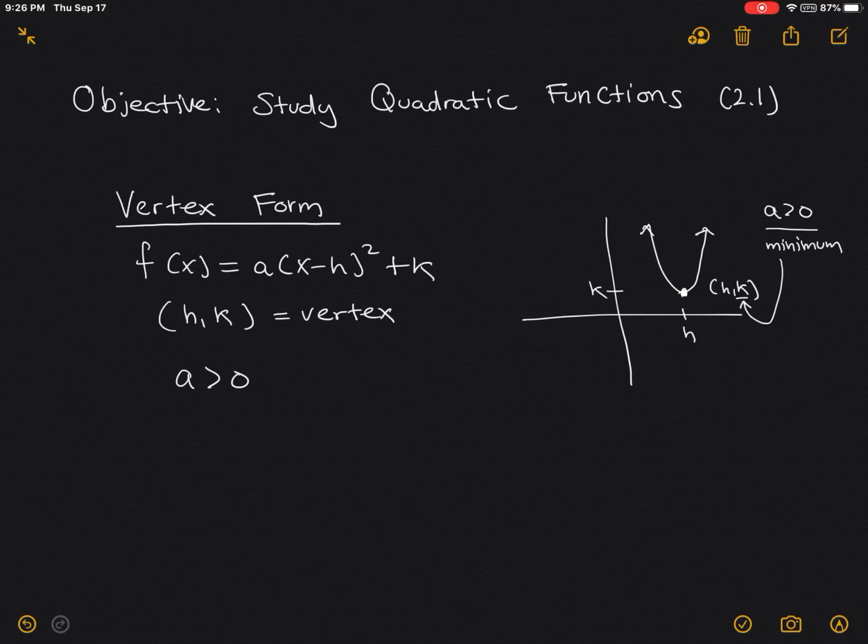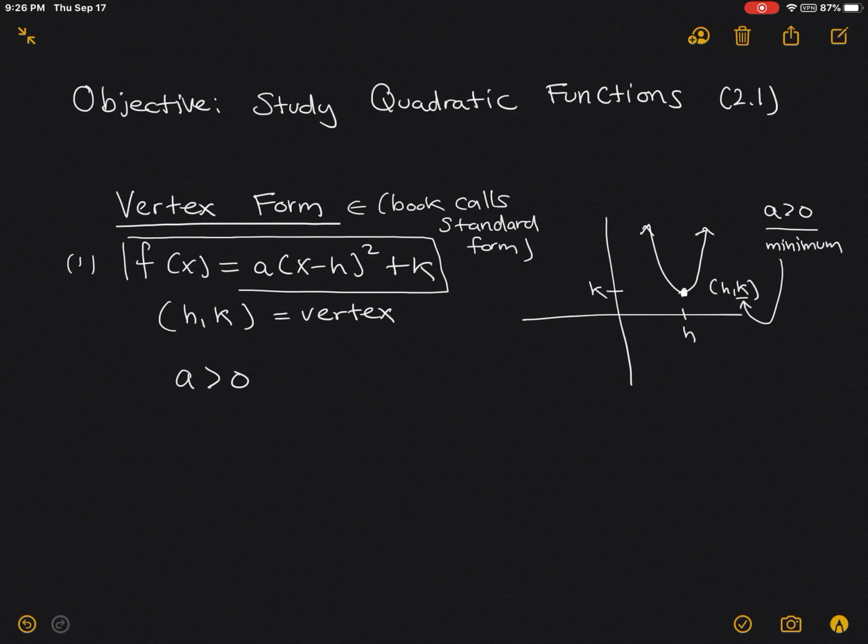Okay, by the way, your book calls it standard form. I don't know why they do that, but in this class, I'm going to call it just vertex form. Okay, so the equation number 1 of a parabola, or otherwise known as a quadratic function, is a parentheses x minus h squared plus k. H comma k is your vertex.